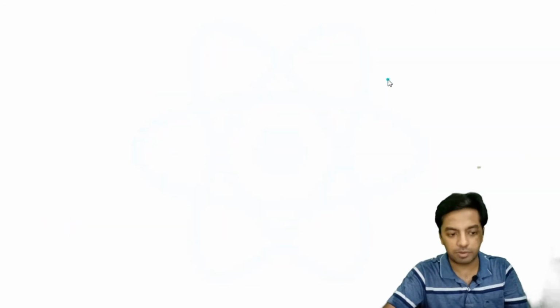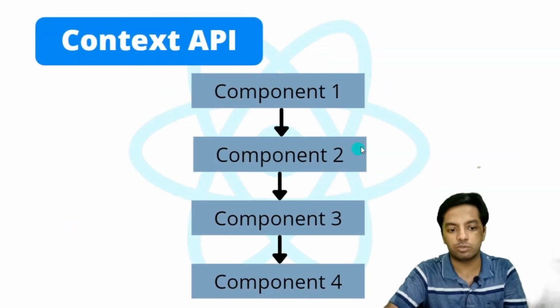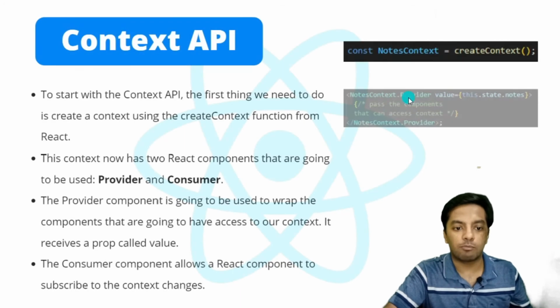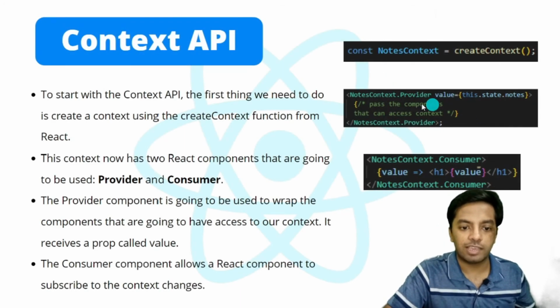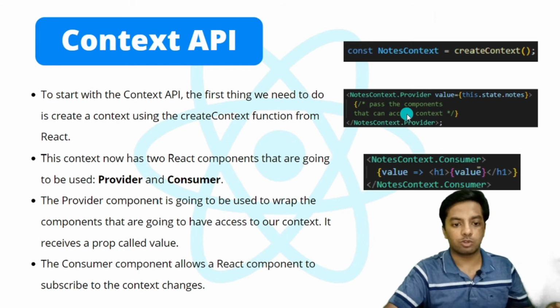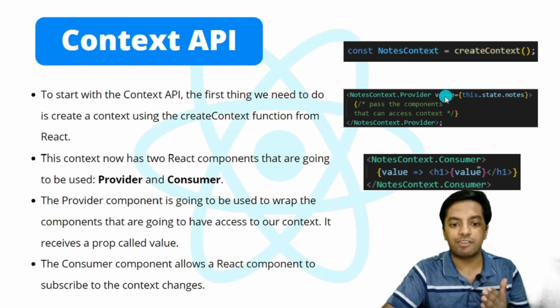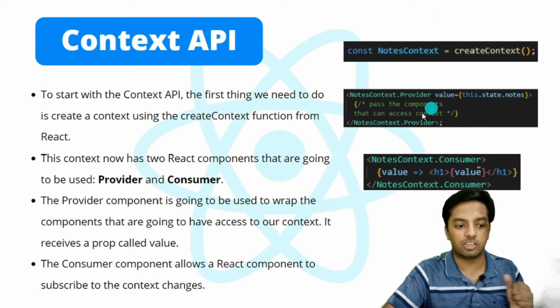Okay, so let's consider the previous example only. This one, component 1, 2, 3, 4. So in component 1, we'll create a context and pass component 4 inside the context provider. Okay, so now component 4 will have access to this particular value passed here.